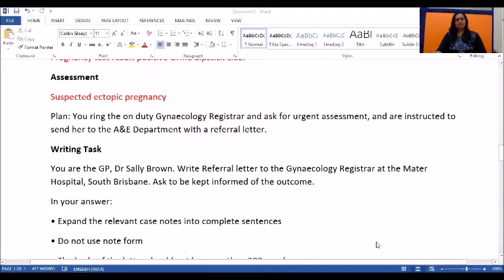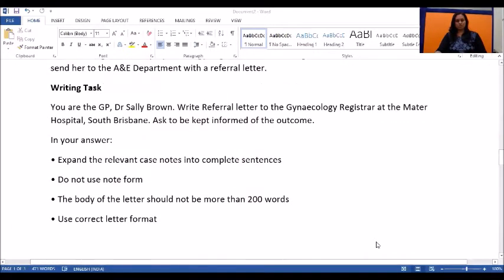Your task is that you are the GP, that's a general practitioner, Dr. Sally Brown, and you have to write a referral letter to the gynecology registrar at the Mater Hospital in South Brisbane. You also want to be informed of what the other doctor has diagnosed or what tests have been done.